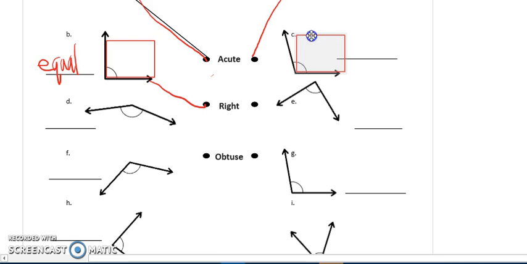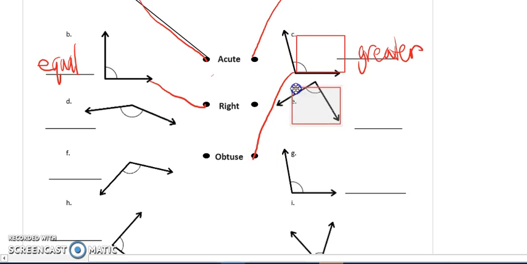Put it right in the vertex. And it looks like it's bigger than my square, so it's greater than. I'm just going to write greater. And I know if it's greater than, it's got to be obtuse.